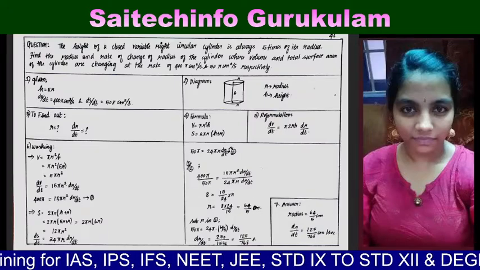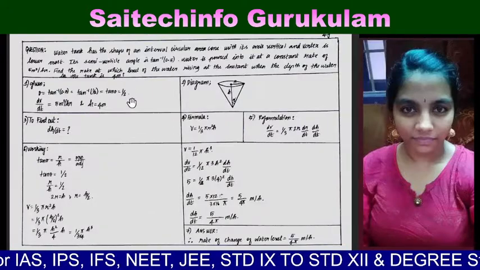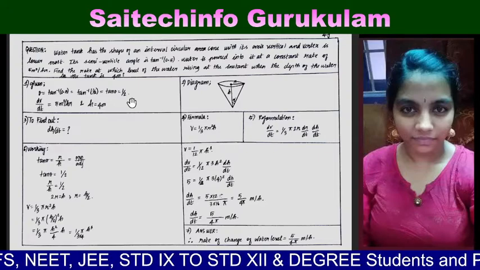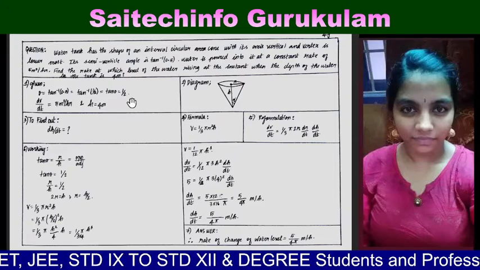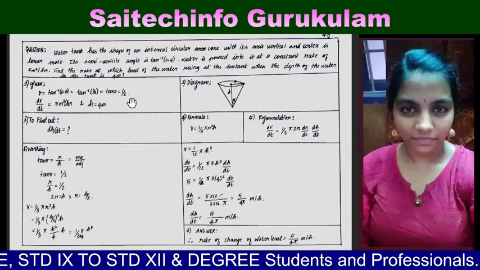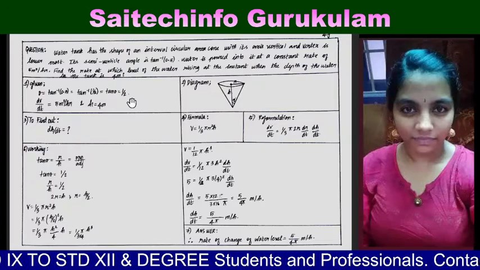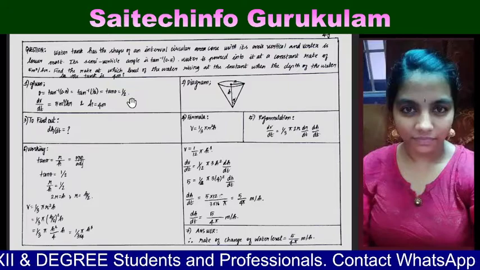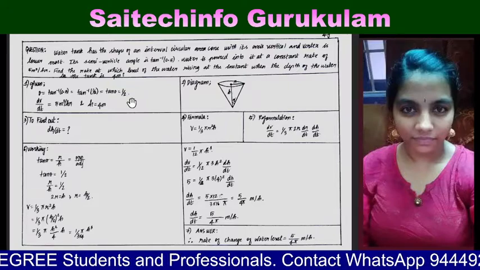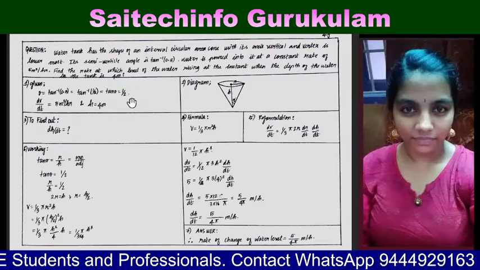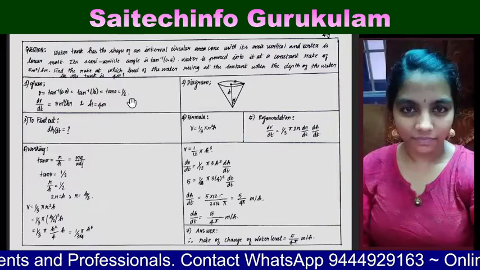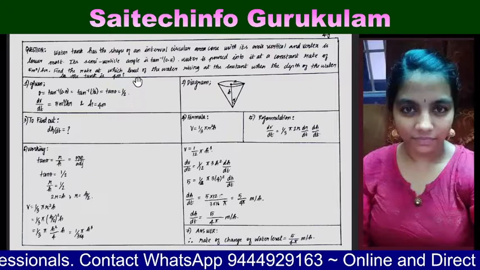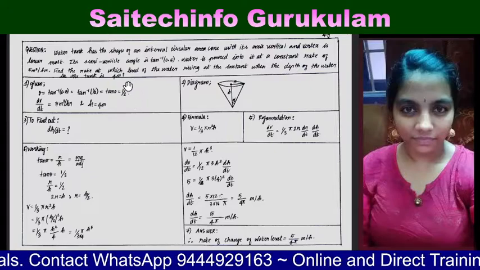Next question. A water tank has the shape of an inverted circular cone with its axis vertical and vertex lowermost. Its semi-vertical angle is tan inverse of 0.5. Water is poured into it at a constant rate of 5 meter cube per hour. Find the rate at which the level of water is rising at the instant when the depth of the water in the tank is 4 meter. Okay, from the given question, we can take the values.